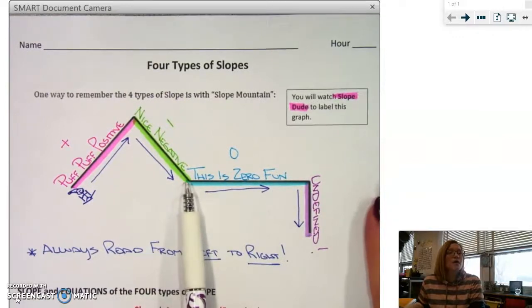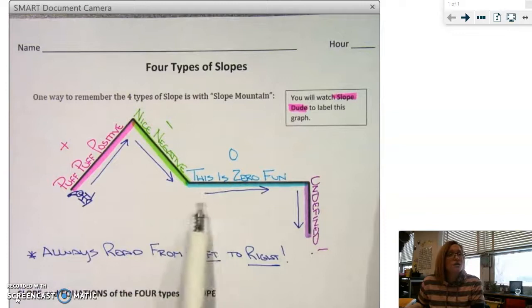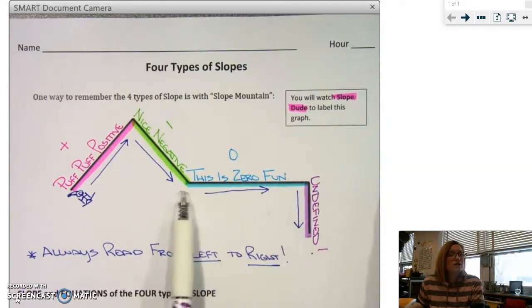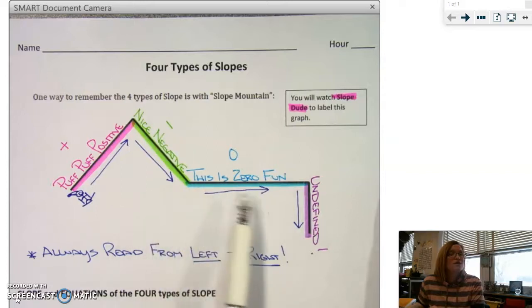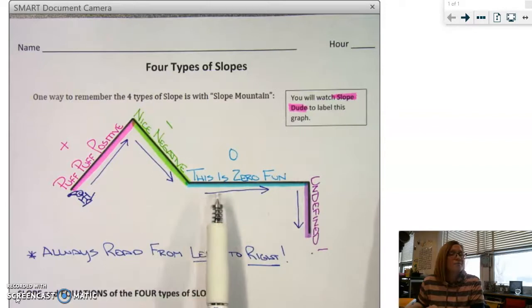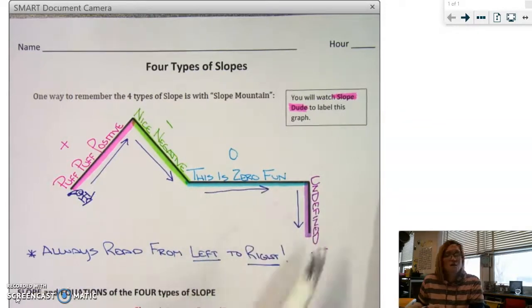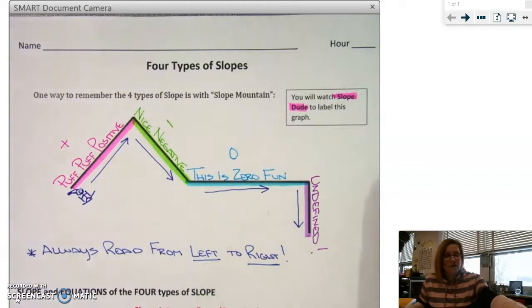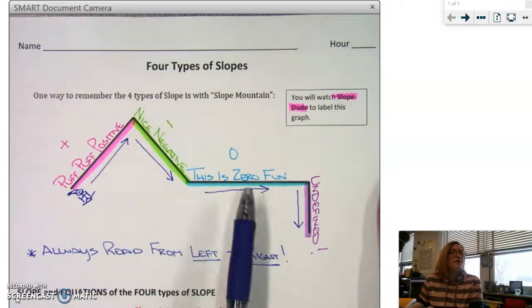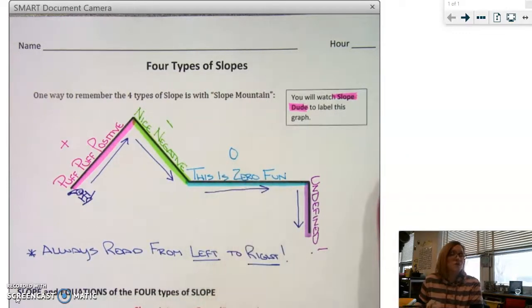Then he gets to the bottom of the hill, the fun is over, and now he has to keep moving and keep walking, and it's just a flat piece of land. So he's saying this is 0 fun. He's just snowshoeing and moving along. This is horizontal. If you want to write horizontal in there, you could definitely do that. So this would be his horizontal line. This is 0 fun. Horizontal lines have a slope of 0.